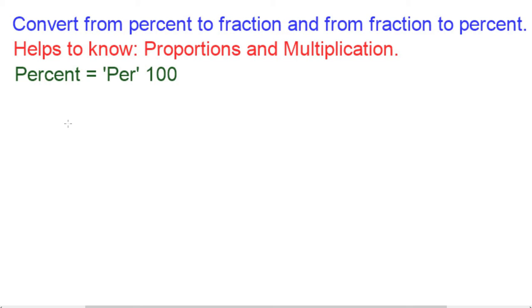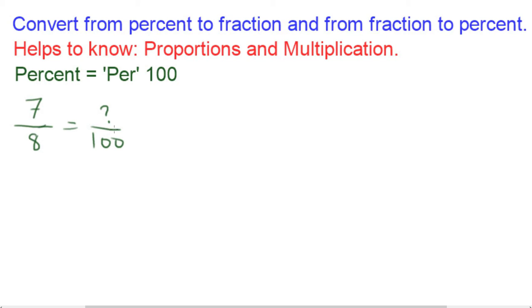So let's look at converting between fractions and percent. It helps to know proportions and multiplication. Percent is just per 100. So let's look at some examples. I have 7/8. So that's 7 out of 8. So I want to know how many is that out of 100. So I set that equal to 100. And so I have a question mark on top.